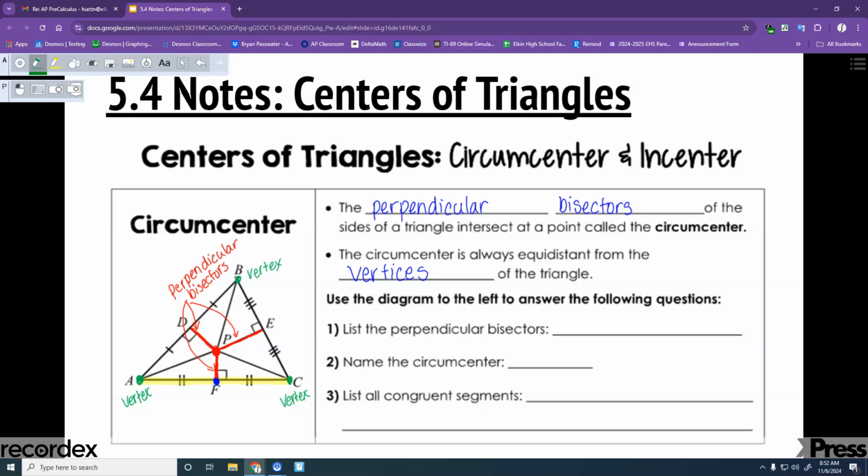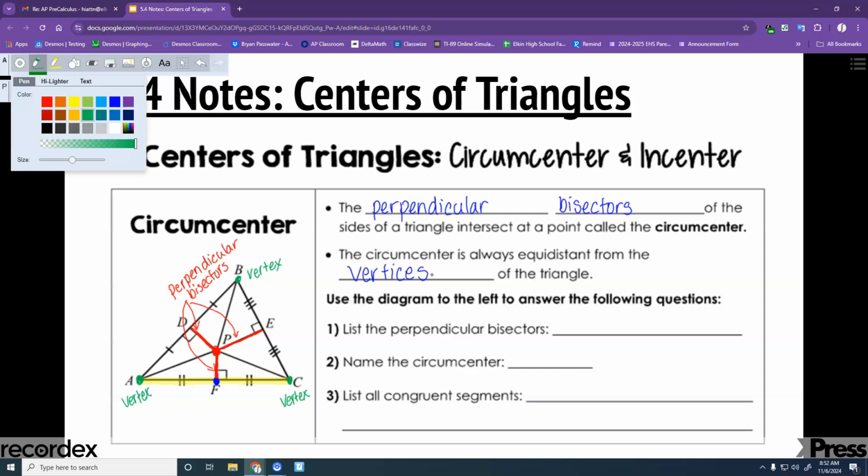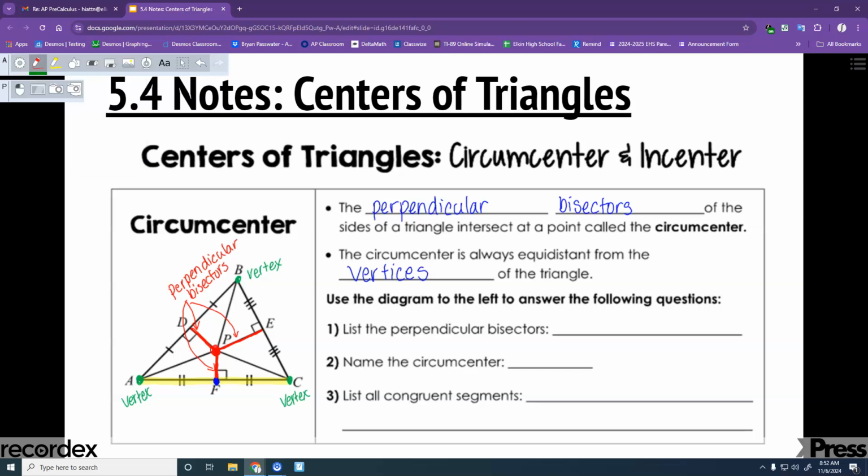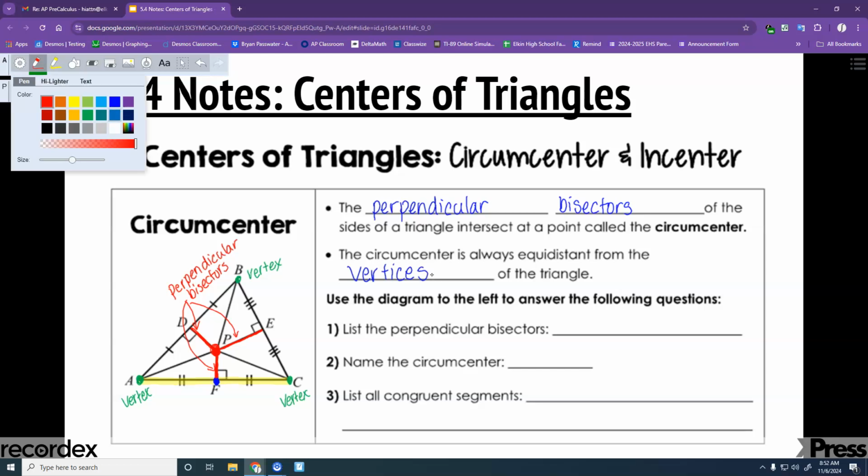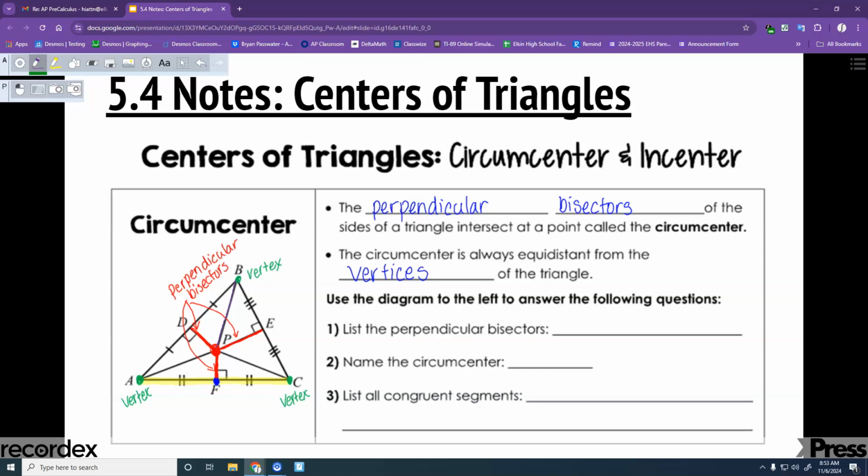Okay, so what it's telling us is that the circumcenter is equidistant from the vertices. That means that point P right here in the middle is the same distance. Let me use a different color. We use purple. So from here to this vertex right here, from the center to this vertex right here, and from the center to this vertex right here, those are all the same length.